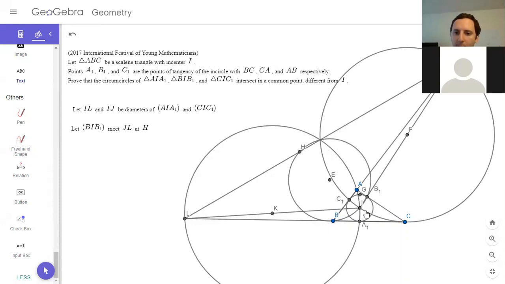So I know BI bisects angle ABC. How do we show that BH bisects angle JBL? Or is that obvious? See what I'm saying? Or we could just let H be where the external angle bisector meets. Yeah, okay.